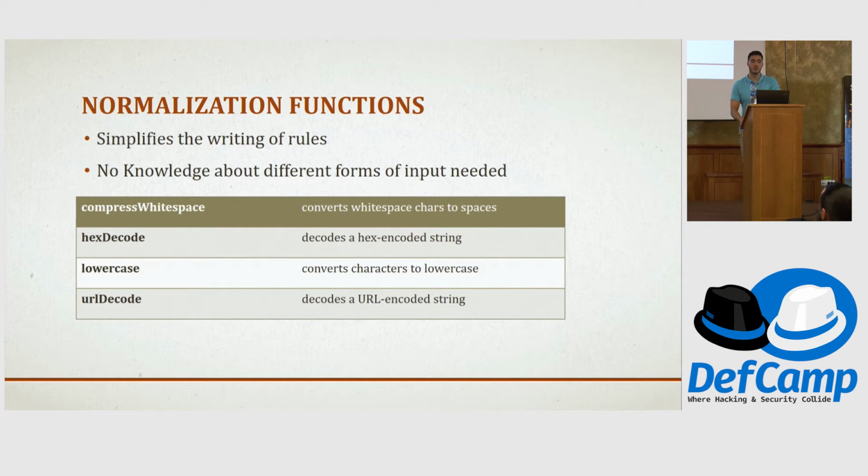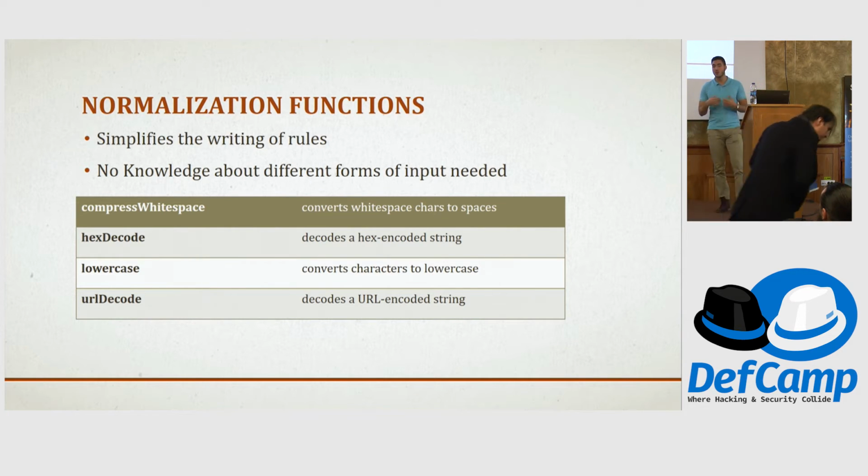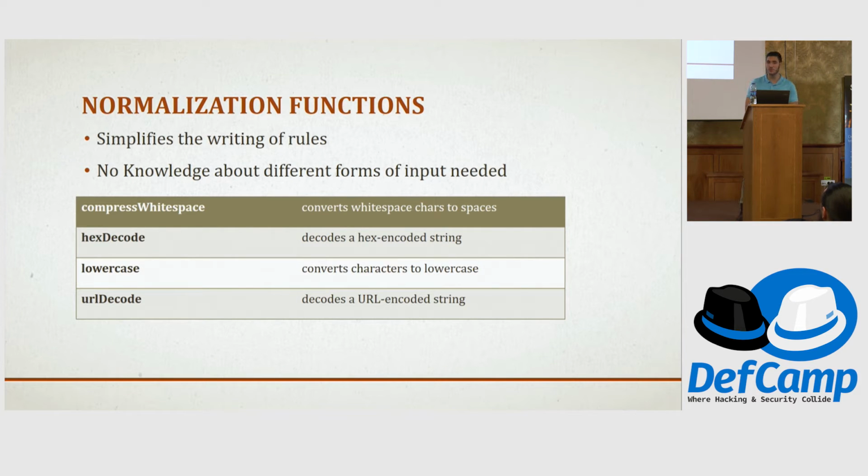Yeah, so to understand the normalization functions a little better and their purpose, first of all, normalization functions simplify the writing of rules. So if you have an administrator who wants to define some rules for the WAF, he does not have to know about the different encodings or the different variations of input. So for instance, we have here 4 functions which are used by ModSecurity, which is a very famous web application firewall used in many environments.